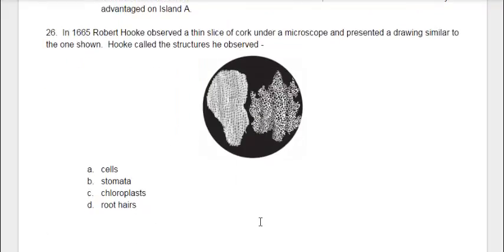26. In 1665, Robert Hooke observed a thin slice of cork under the microscope and presented a drawing similar to the one shown. Hooke called the structures observed A. Cells, B. Stomata, C. Chloroplasts, D. Root hairs.